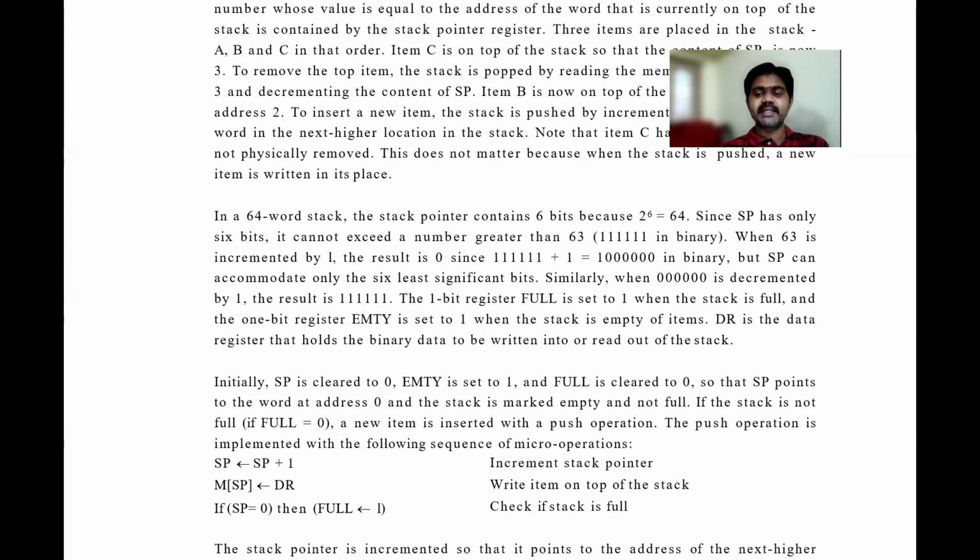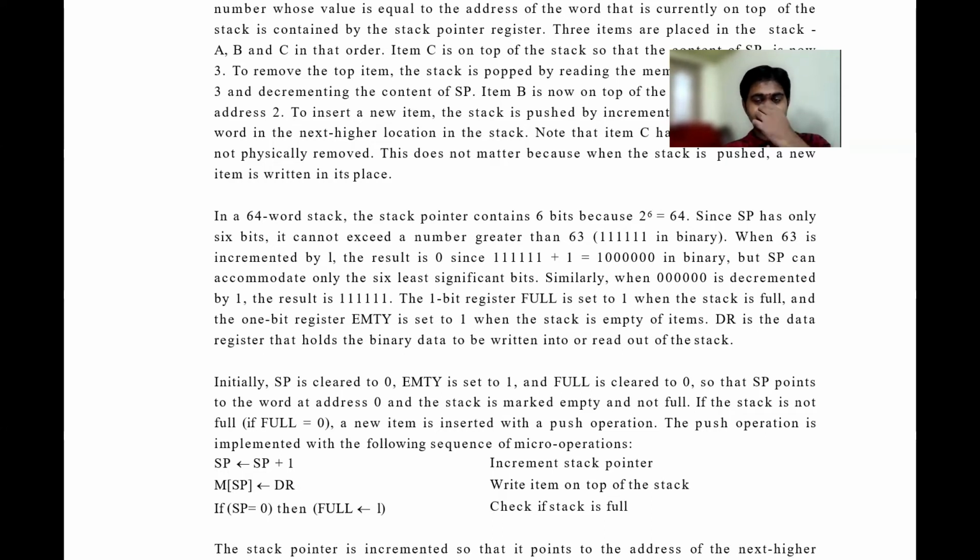Here DR is a data register. As we said in the diagram, DR is the data register which holds the binary data to be written into or read out of the stack. So binary data can be written into the stack or read out from the stack. Initially SP is cleared to 0, so initially your stack pointer will always be set to 0.